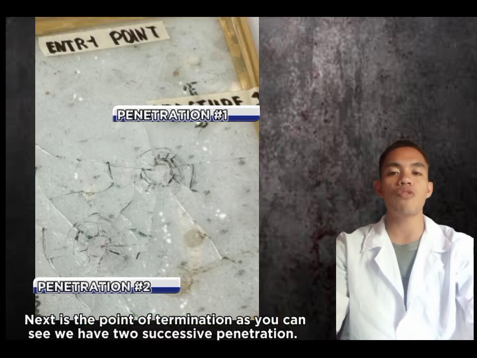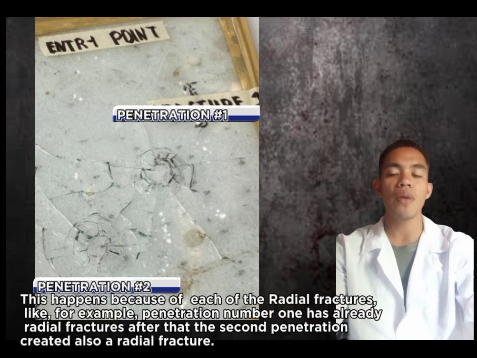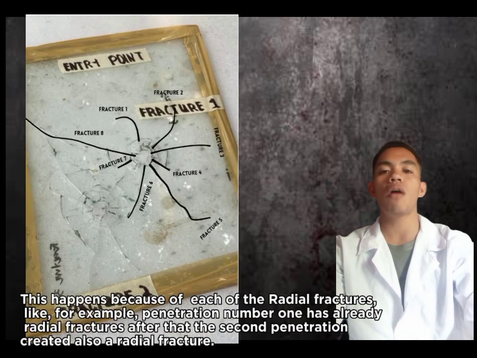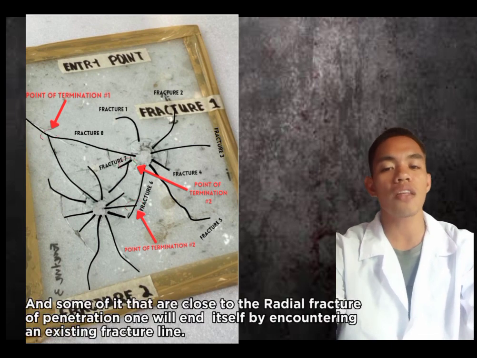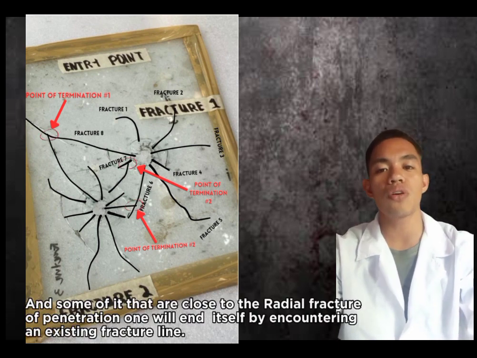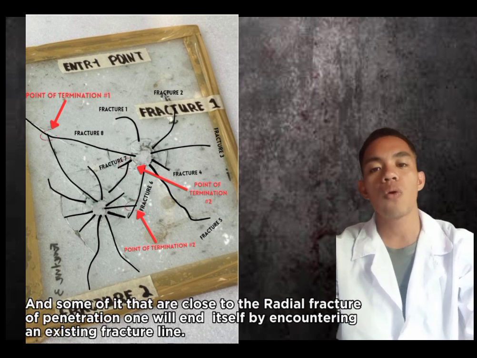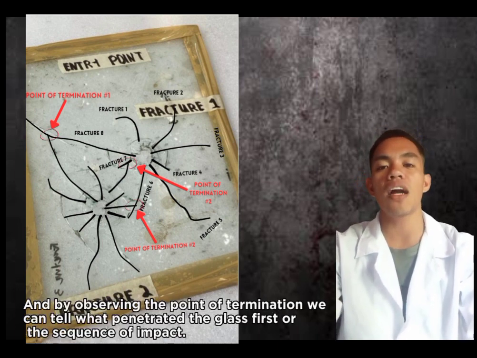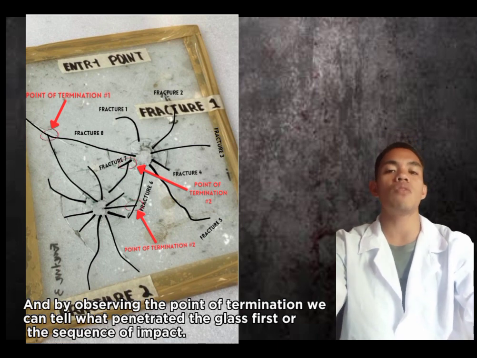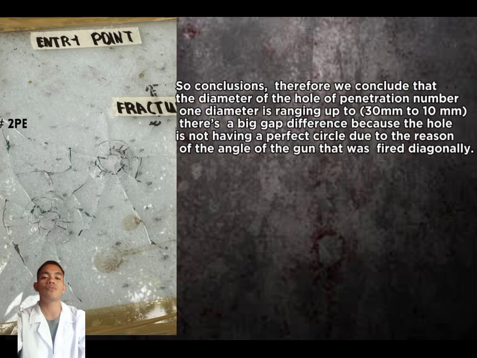Next is the point of termination. As you can see, we have two successive penetrations. This happens because of each of the radial fractures. For example, penetration number 1 already has radial fractures. After that, the second penetration also created radial fractures. Some of those that are close to the radial fractures of penetration number 1 will end by encountering an existing fracture line. And by observing the point of termination, we can tell what penetrated the glass first, or the sequence of impact.